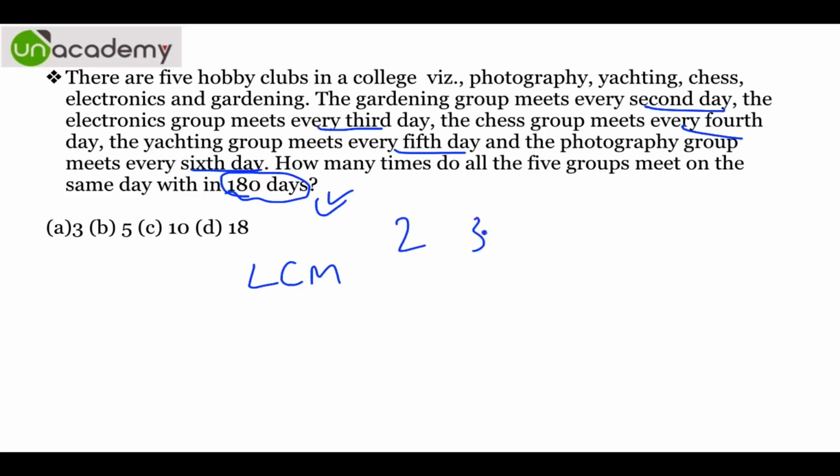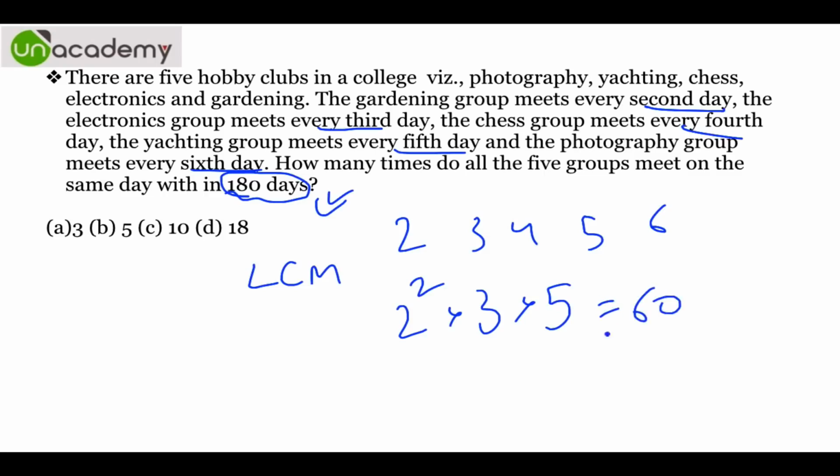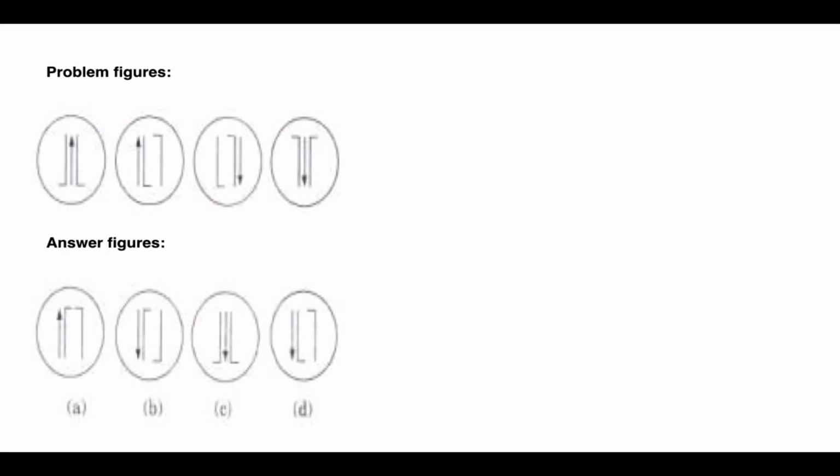So for 2, 3, 4, 5 and 6: 2 to the power 1 is there, 3 to the power 1 is there, because of 4 it becomes 2 to the power 2, 3 remains 1, and 5 becomes 5. So you multiply these, you will get the LCM, which is 60. Since there are a total of 180 days, you divide by 60, so every 60th day they will meet, that is, they will meet on the 60th, 120th and 180th days. So the answer is A, that is 3.